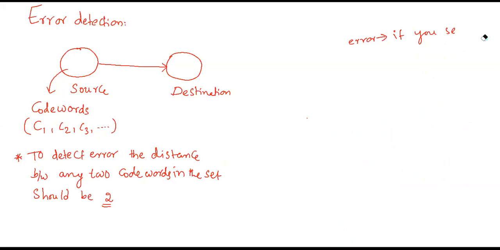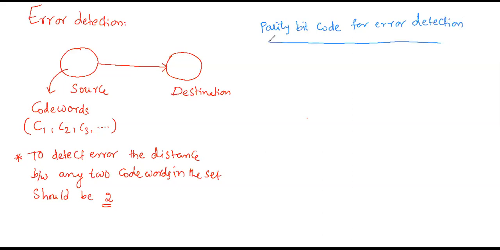Now, a generally used technique for error detection is parity code or parity bit code. Error detection code generally, we use parity bit code for the error detection.